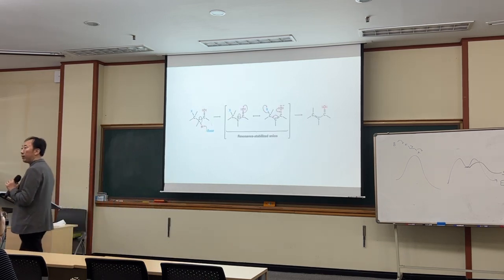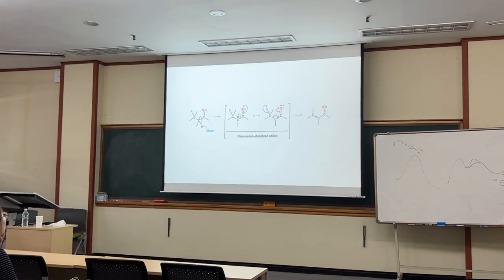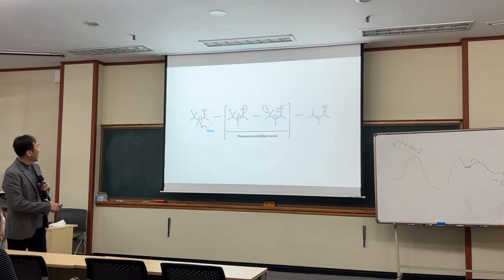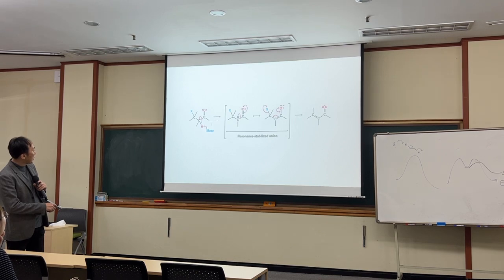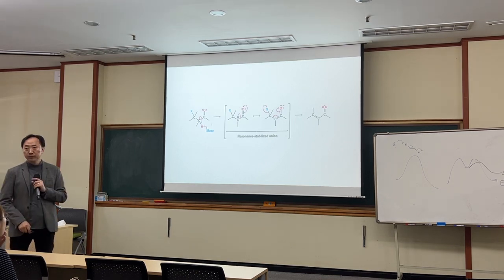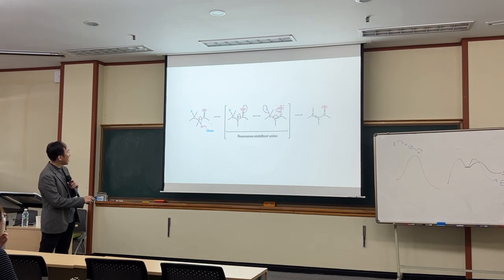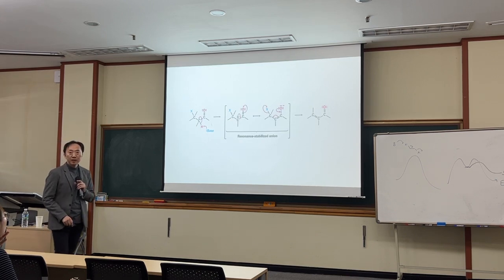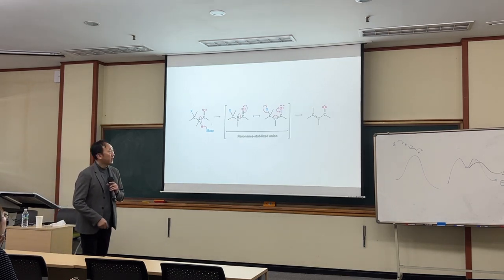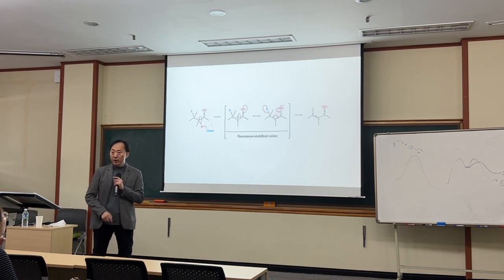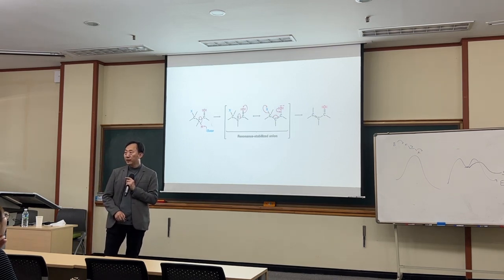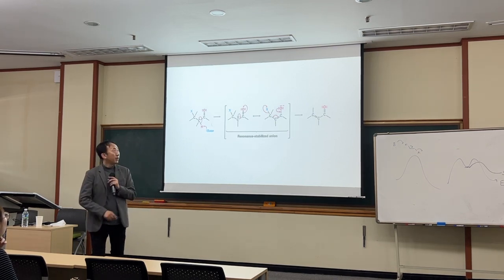Okay, E1cB. The main ones we see are E2 or E1, but if this position is the alpha position of a carbonyl, as we have seen before a little, if a base attacks this position, it generates an anion here. Now, a double bond and then, next to that position, an anion, then it's possible to form resonance. We have seen this case before.